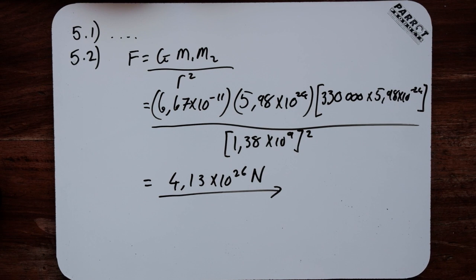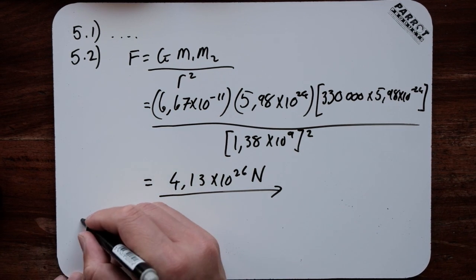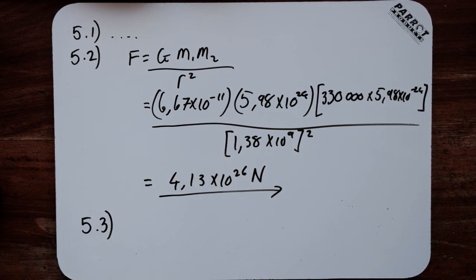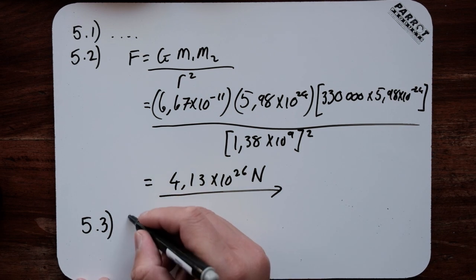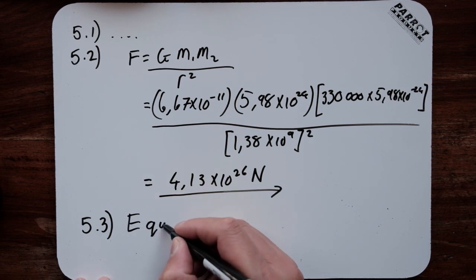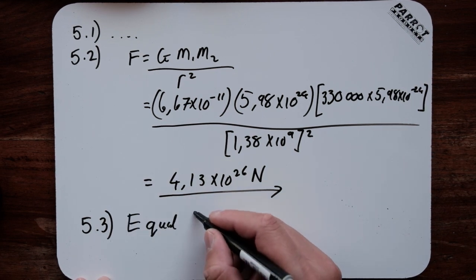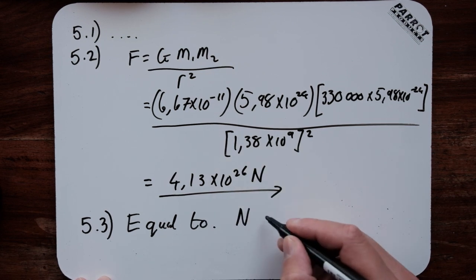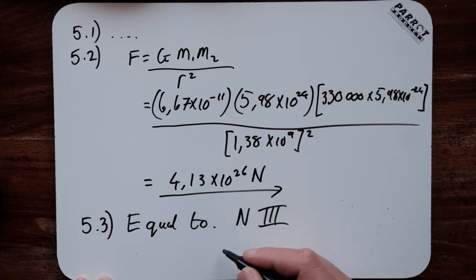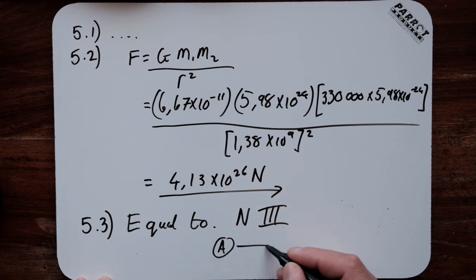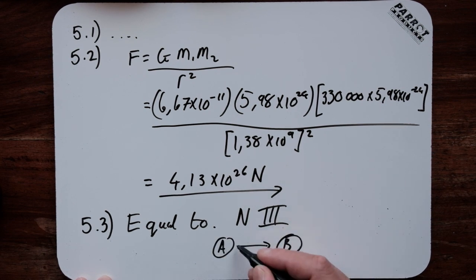Now, 5.3 asks us, what is the force that the Earth exerts on the sun, rather than the sun exerts on the Earth? Well, the force is the same. It is equal to. Why? Well, due to the fact of Newton's third law. If object A exerts a force on object B, then object B exerts the same force on object A.